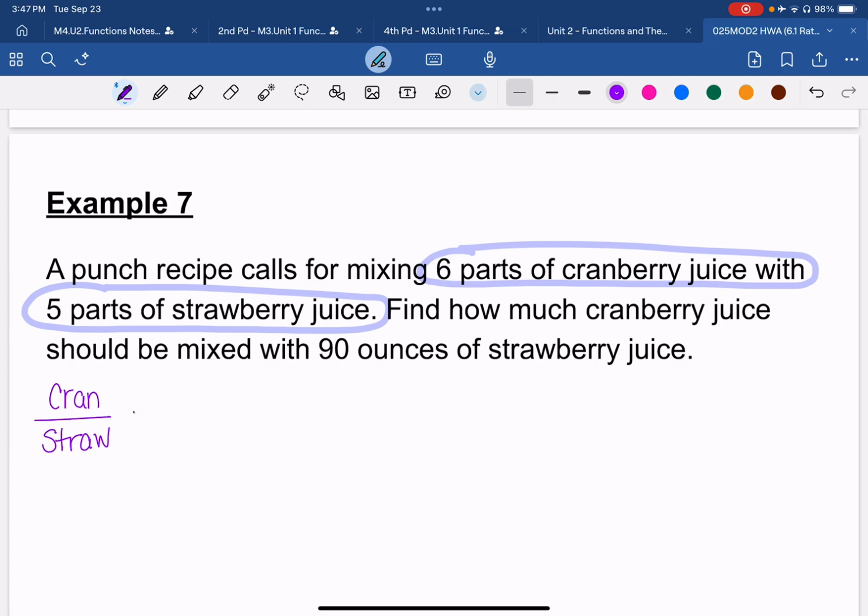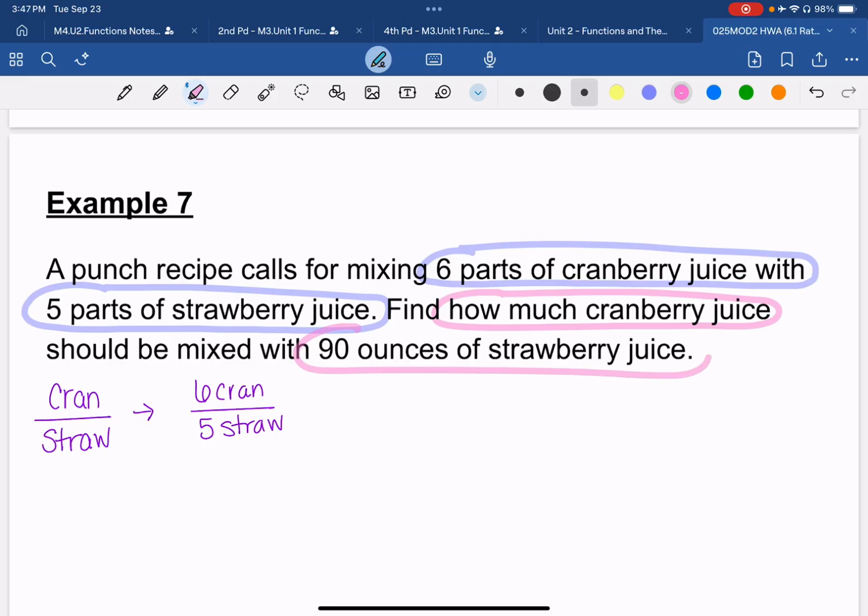So it says 6 cranberry to 5 strawberry. All right, then it says find how much cranberry juice should be mixed with 90 ounces of strawberry juice. Okay, so I want to make this proportional. So how much cranberry juice? That means I don't know about the cranberry. So X cranberry. 90 ounces of strawberry. So 90 is my strawberry.